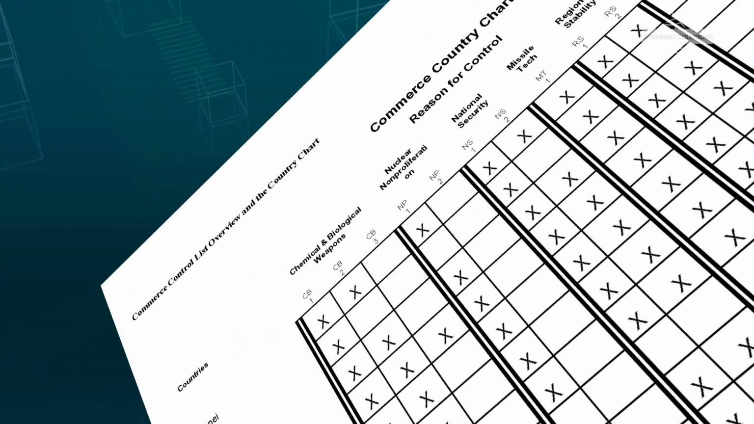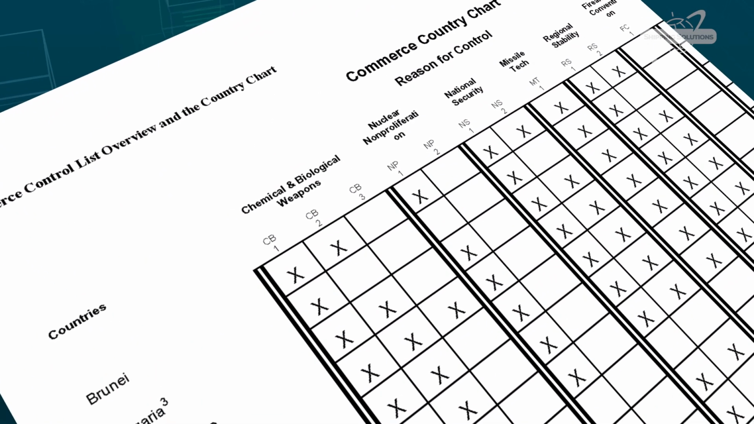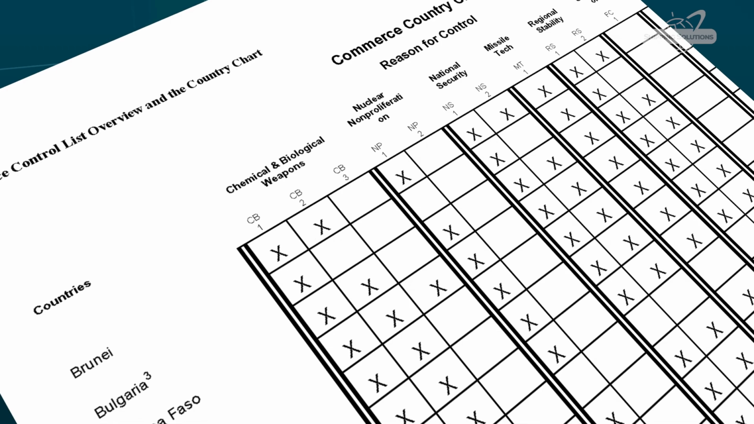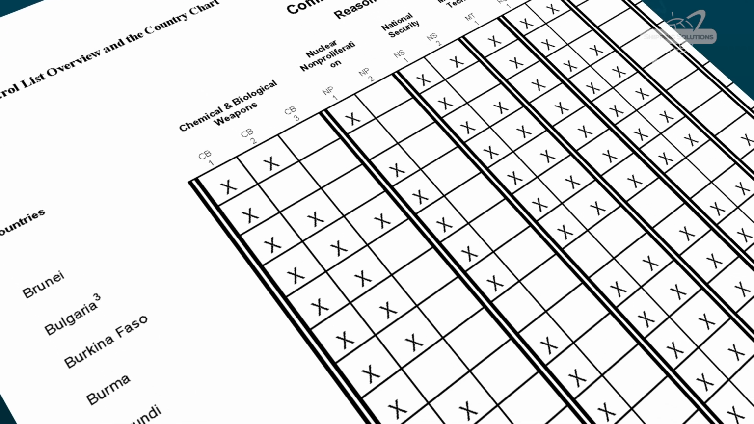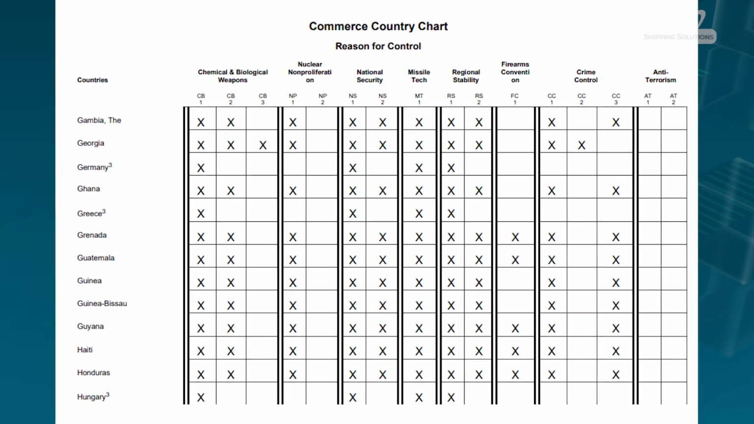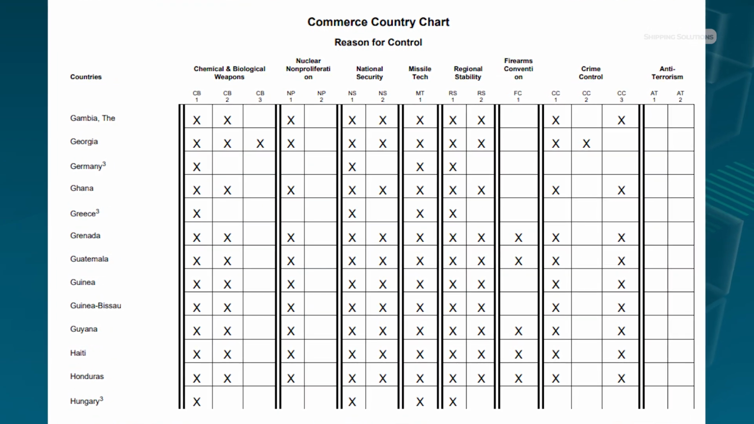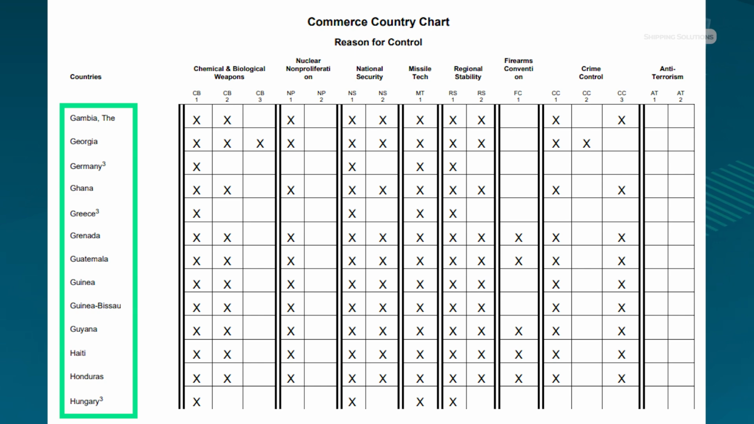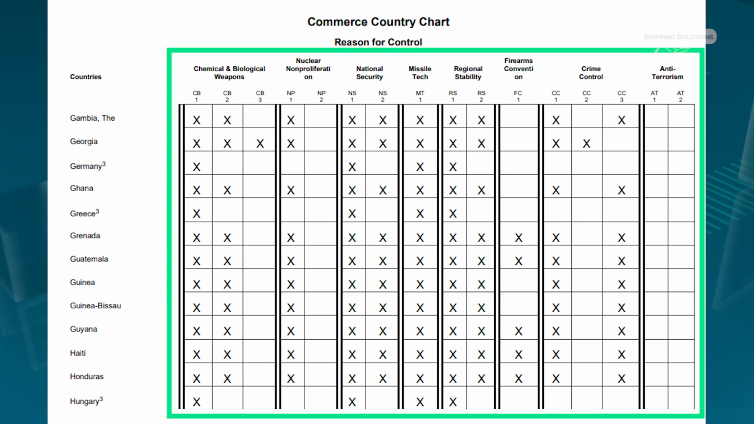If your item is controlled for one or more of these reasons, you now need to refer to the Commerce Country Chart found in the EAR. Each of the reasons for control has at least one column on a grid with a list of all the countries of the world listed in alphabetical order down the left side of the page. If there is an X in the box based on the reason for control of your item and the country of destination, an export license is required unless a license exception is available.